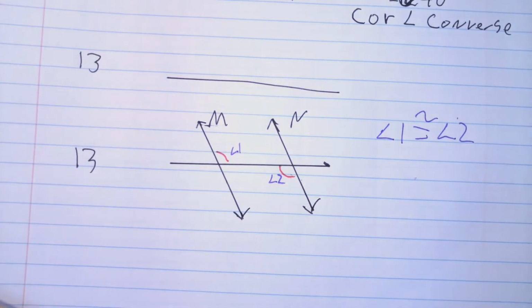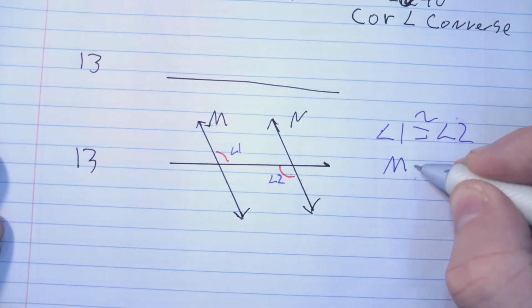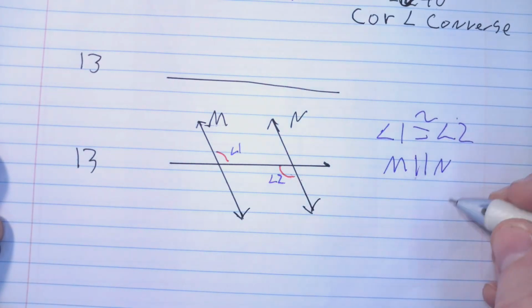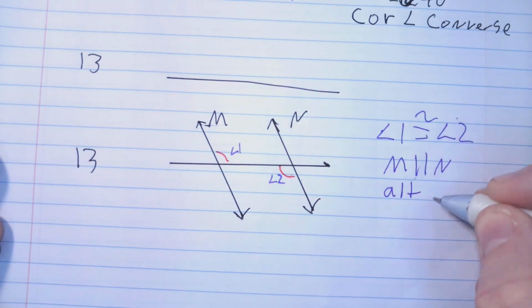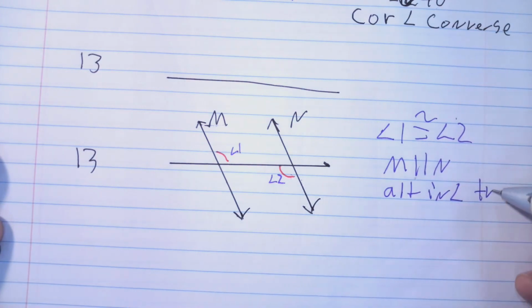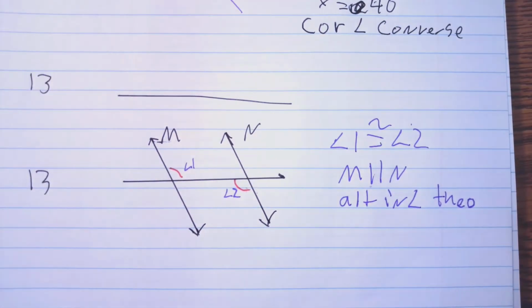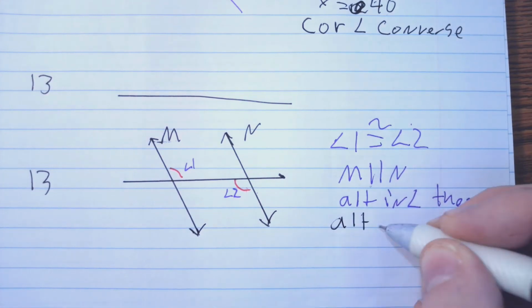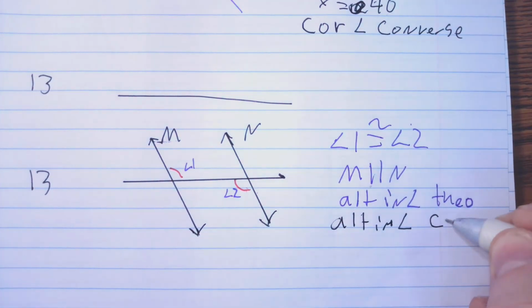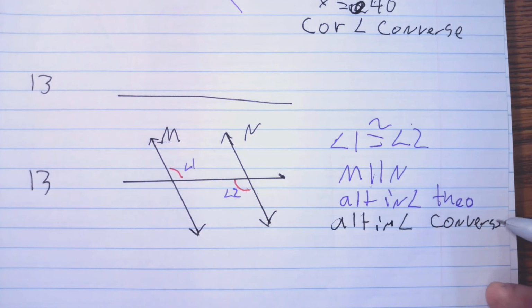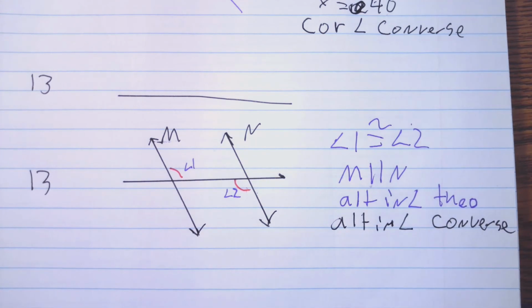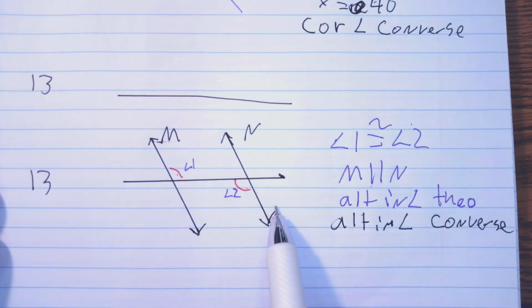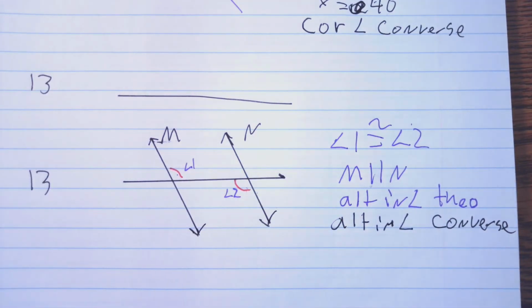That means that m is parallel to n based on the alternate interior angle theorem. No, that's not right. It's not based on the alternate interior angle theorem. It's based on the what? Alternate interior angle converse. Okay? Does that make sense? Because instead of starting with parallel lines, now we're starting with the angles, and it proves them parallel. Okay, that's basically what we're doing.